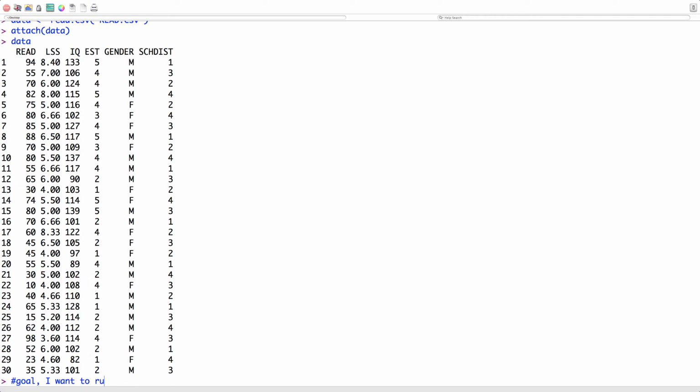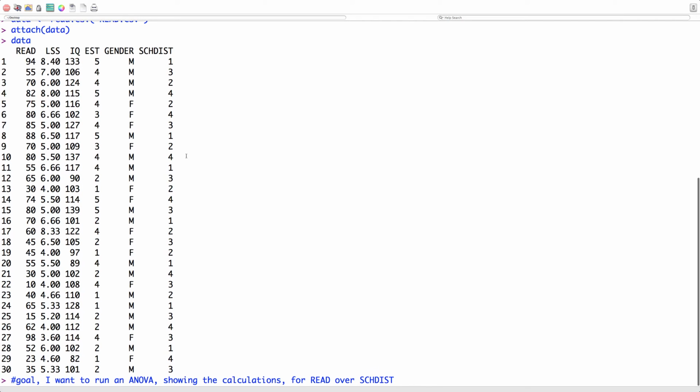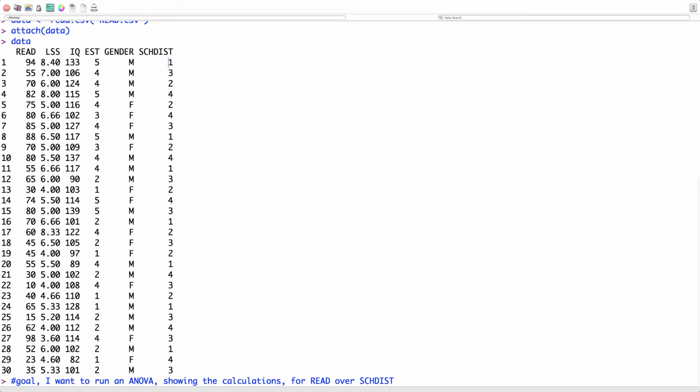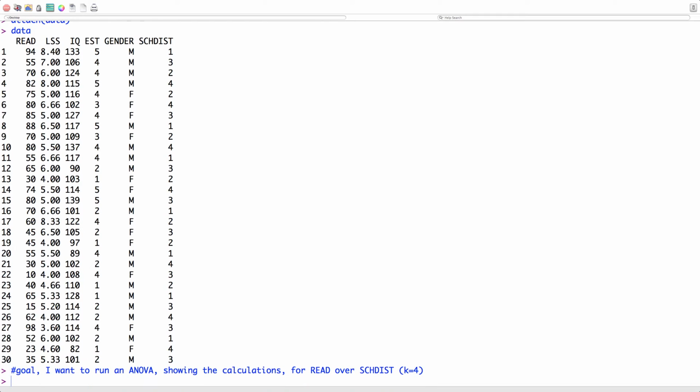Now, what I'd like to do here, the goal, I want to run an ANOVA showing the calculations for read over school district. Now, if you examine school district, you can see that there are 1, 2, 3, 4 groups. So for school district, k is equal to 4. Okay? Fair enough?